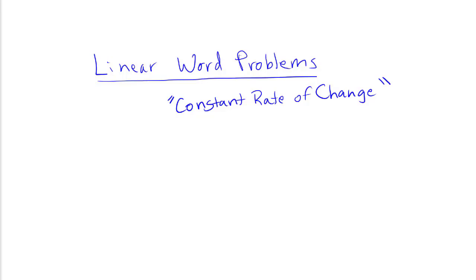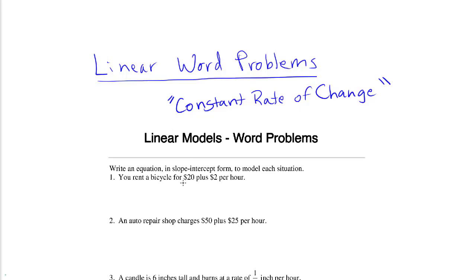First things first, note linear word problems will always refer to a constant rate of change. That's what defines a line, that constant slope m. It won't be a percentage change of the current value or fractional change. Given that, you'll be able to recognize in most cases that we're looking at a linear word problem. So let's begin. You rent a bicycle for $20 plus $2 per hour.